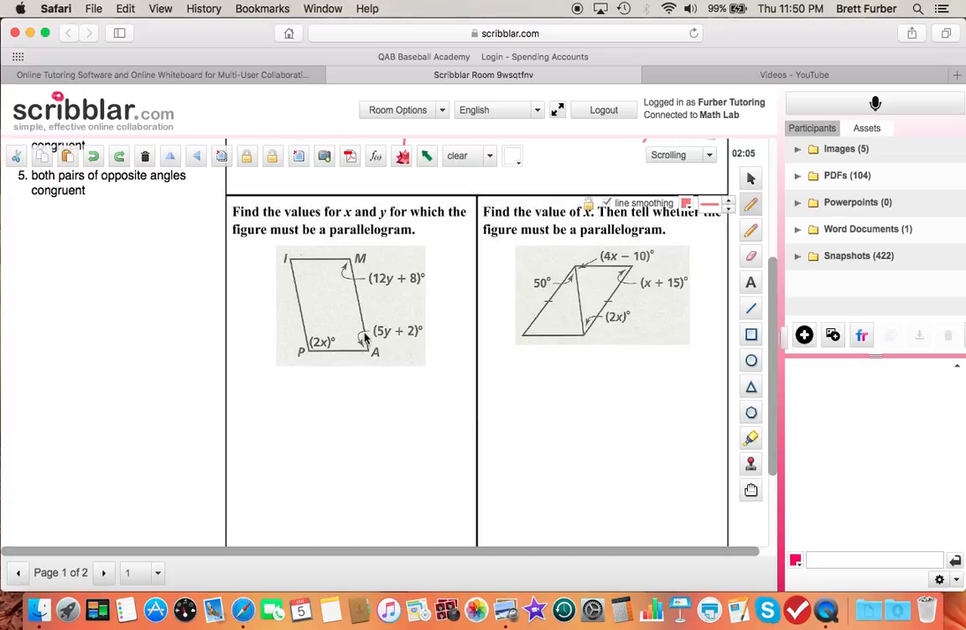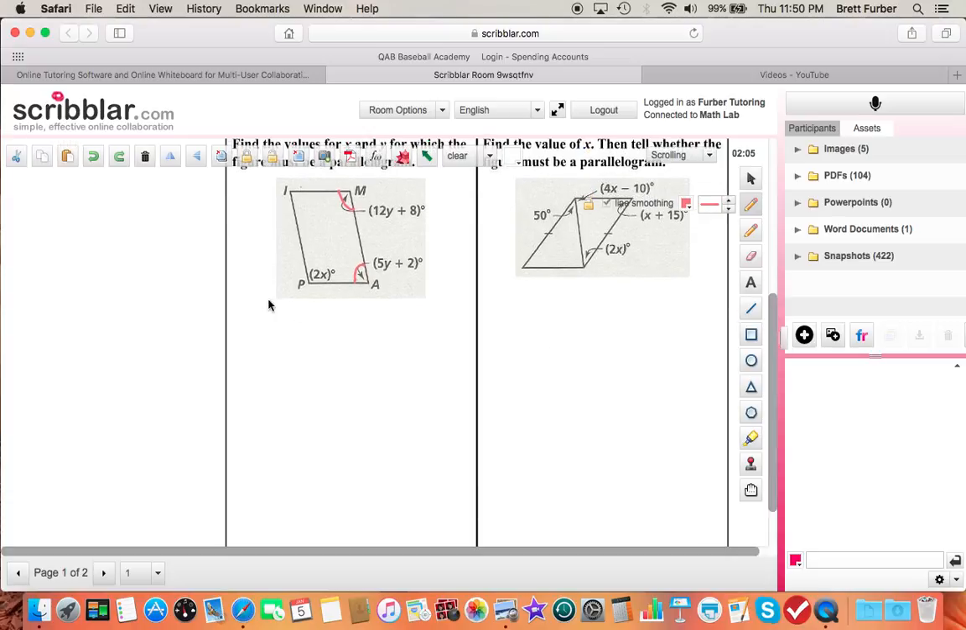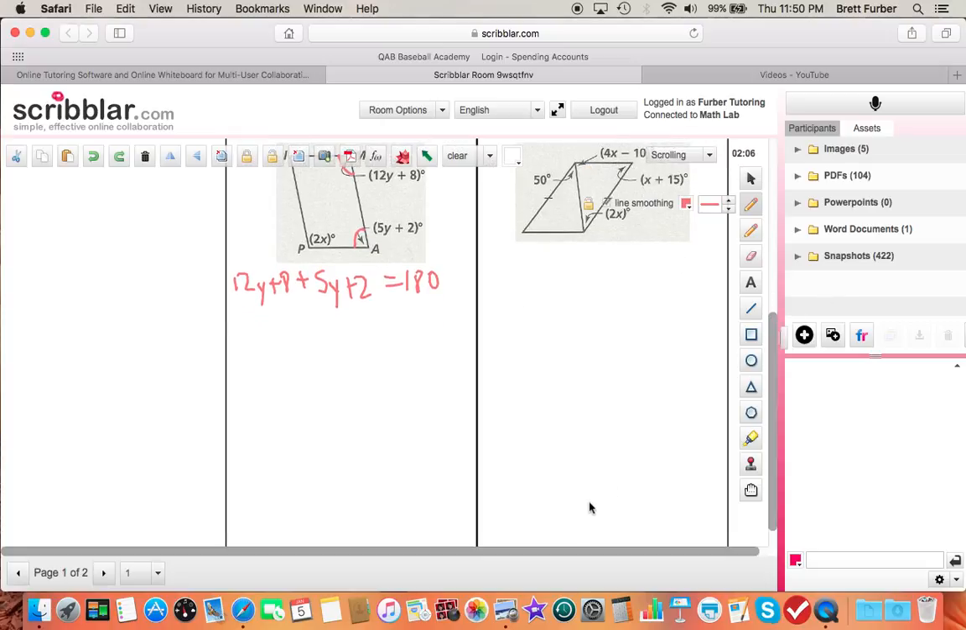Now the next question is, what kind of angles are A and B and M? Are they opposite angles or are they consecutive angles? Consecutive angles are angles that would add up to 180. So that's how I'm going to set this one up. I'm going to do 12y plus 8 plus 5y plus 2 equals 180. And I'm going to solve it for y. So 12y and 5y are 17y, and 8 and 2 is 10.